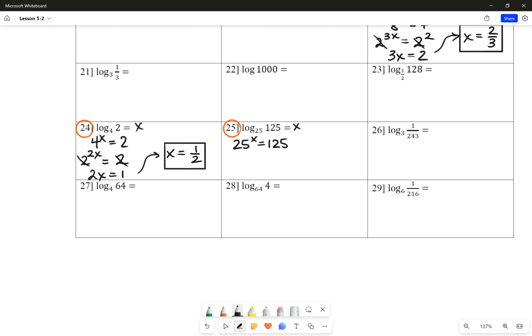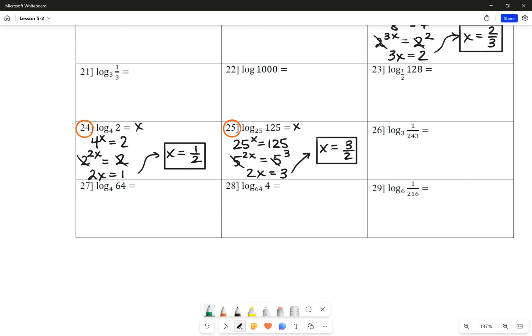Last but not least, 25 and 125. They both end in 5 for sure. They have powers of 5. Bases of 5. 5 squared gives me 25, but I must remember to bring down that x. 125 is 5 to the third. So what am I going to do with 2x equals 3? Well, I'm going to divide by 2 on both sides and end up with x being equal to 3/2. Okay. Hopefully no problems with those.